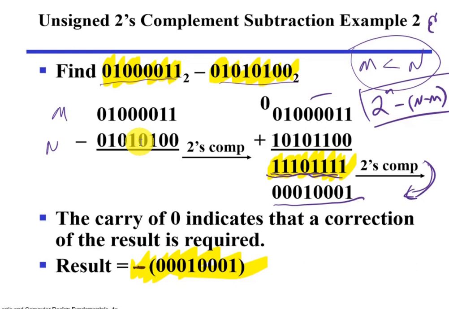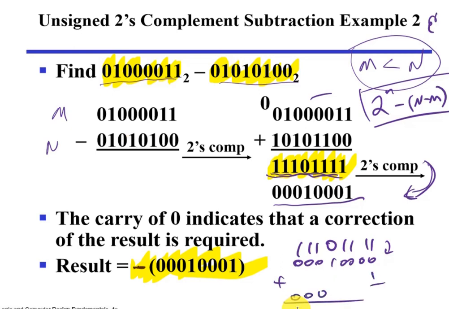So the 2's complement, let me just quickly do it as an exercise. The 1's complement is 0, 0, 0, 0, 1, 0, 0, 0, plus 1, and then we get the 2's complement. Yeah, this is what we have. And then we need to append the minus sign in front.